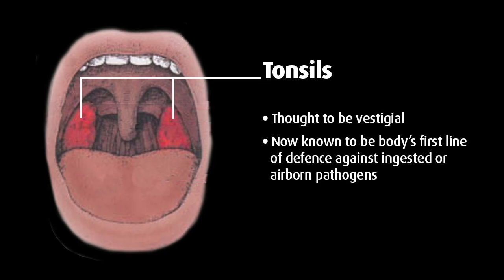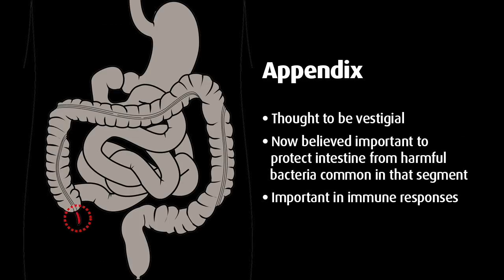For instance, the tonsils, when I was a kid, they were thought to be of no purpose, and why not just have them taken out so that in case they get infected later on, you won't have to worry about that. And now they have found that tonsils are the body's first line of defense against ingested or airborne pathogens. Pretty important organs, actually. The appendix, for a while, they were saying, well, let's just get rid of people's appendix because it doesn't serve any purpose anyway. But now they understand that it's important in protecting the intestine from harmful bacteria that happen to inhabit that part of the intestine. So it's very important in human immune responses.